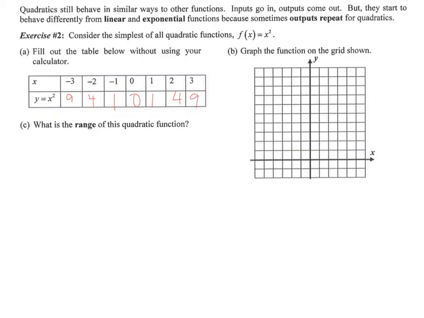So let's graph this function. When x is negative 3, y is 9. When x is negative 2, y is 4. When x is negative 1, y is 1. When x is 0, y is 0. When x is 1, y is 1. When x is 2, y is 4. When x is 3, y is 9. So you will see that you created a symmetrical equation.